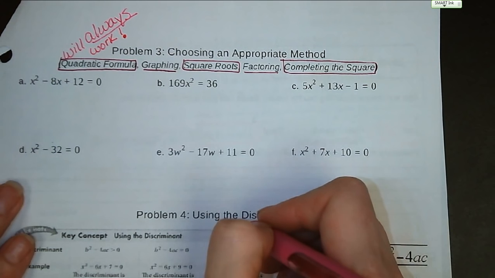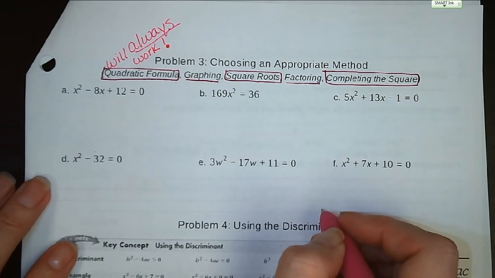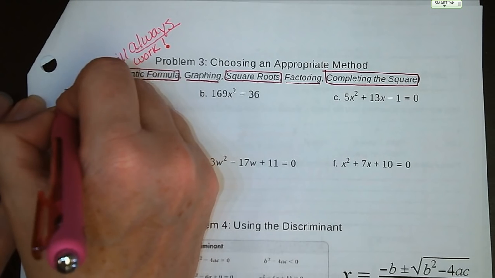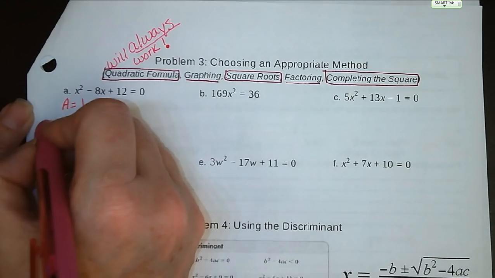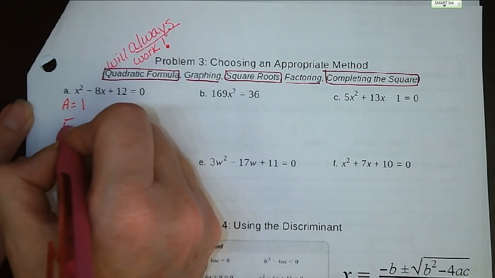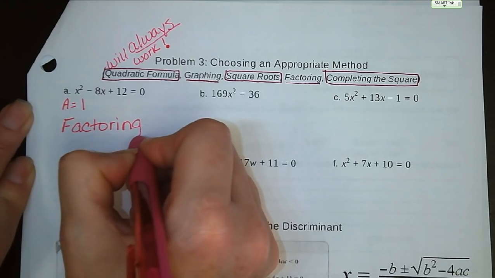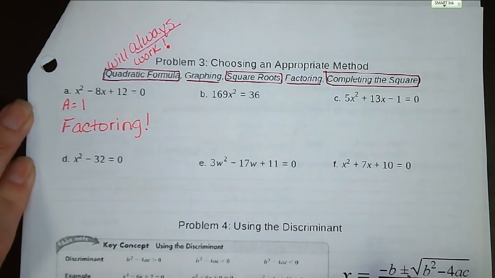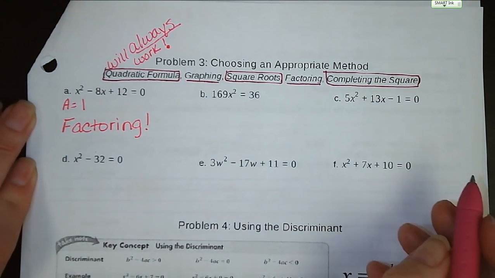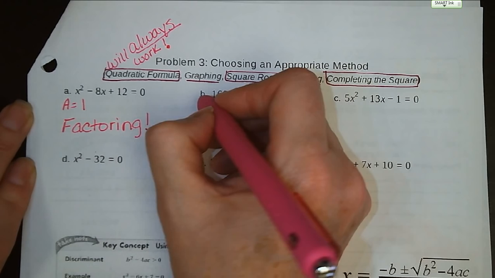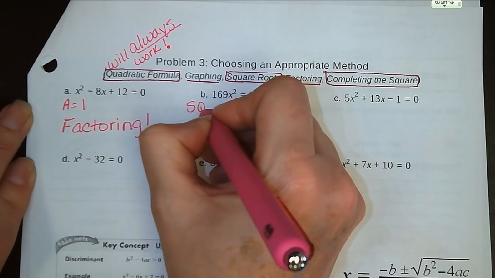All right, so x squared minus 8x plus 12. Well, factors of 12 that add up to negative 8. Ooh, that's easy. I know how to do that. That's what we did at the beginning. We know how to do that. Factoring is the easiest one. So most likely, if your a value is 1, you're going to want to be factoring. Unless it has stuff that doesn't factor neatly.